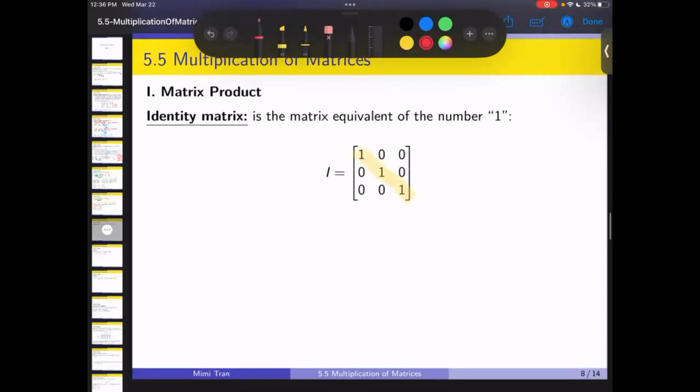Matter of fact, let me give you some bullet points about the identity matrix. The identity matrix is a square matrix. The one that you see there is 3 by 3. It could be 2 by 2, 4 by 4, right?